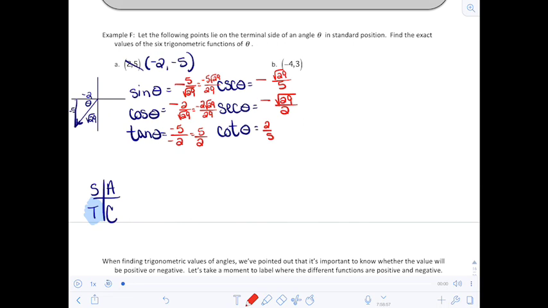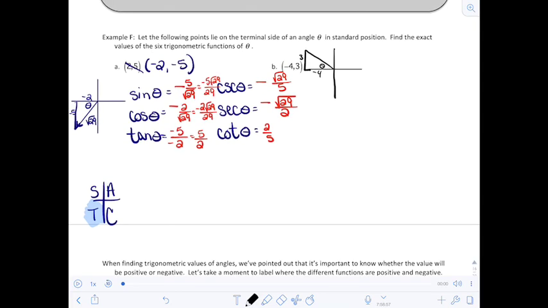negative 4, 3. I would tell you guys to pause the video and try this one on your own, and then check and see if you get it right. Okay, negative 4, 3 is going to be in the second quadrant. Again, make that theta with the x-axis. Negative 4 is your x, 3 is your y. So if I find the side, we have a 3, 4, 5 right triangle. So the hypotenuse with Pythagorean theorem would give me 5.